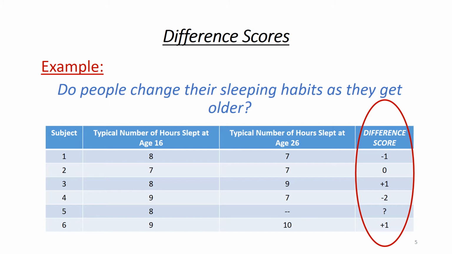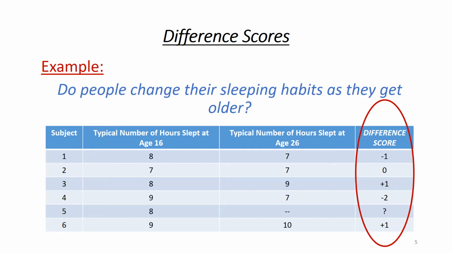So down in the table, imagine we have 6 subjects, 6 people that volunteer for this study. We first contact these individuals at age 16, and we get a measurement of the typical number of hours they sleep each night. And so you'll notice subject 1 sleeps 8 hours on average, subject 2 sleeps 7 hours on average, subject 3 sleeps 8 hours on average, etc. Right? So we have all of that.